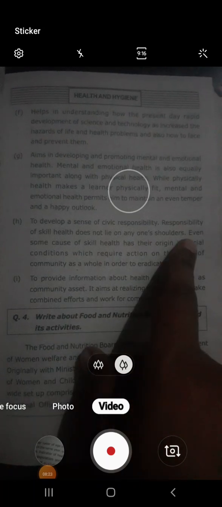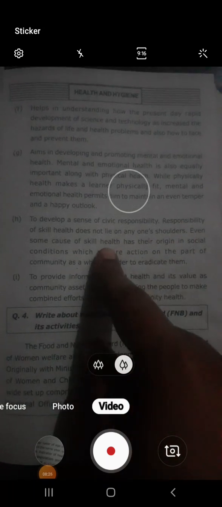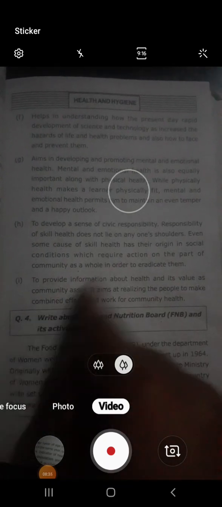It means that health does not lie on any one person's shoulders. Health means social conditions which require action on the part of the community. And also to provide information about health and its value as a community asset. So all of this comes under the objectives.